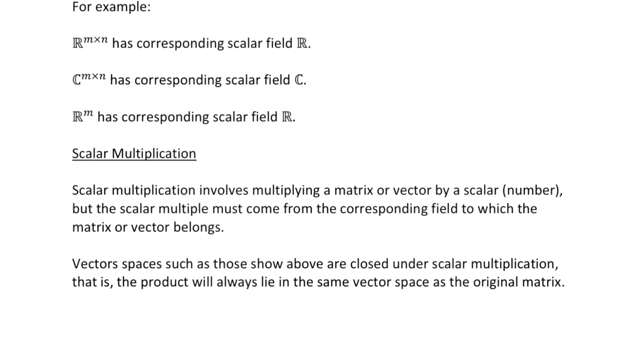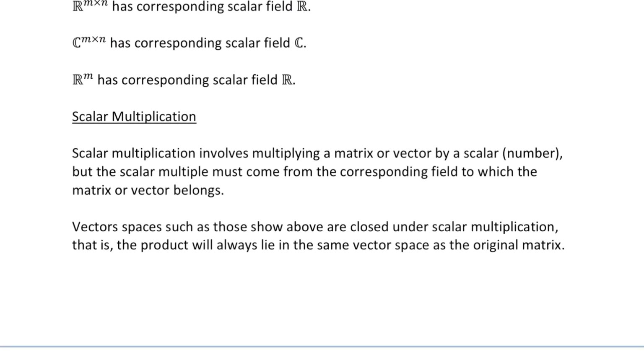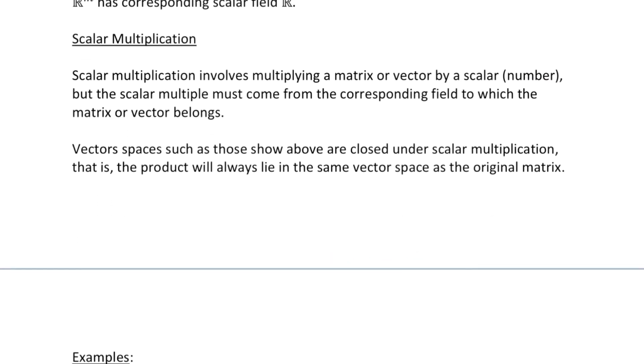Let's talk about the operation of scalar multiplication. This is very simple here. Scalar multiplication involves multiplying a matrix or a vector by a scalar, that is, by a number. But the scalar must belong to the corresponding field to which the matrix or vector belongs. Vector spaces such as those shown above are closed under scalar multiplication. That is, the product of the scalar with the vector or a matrix will always lie in the same vector space as the original vector or matrix.